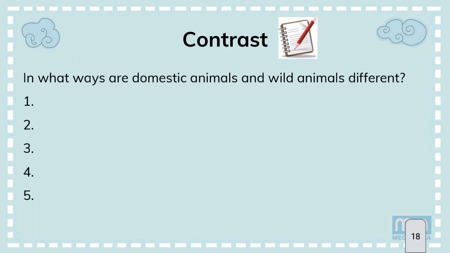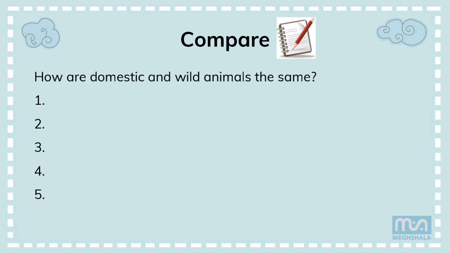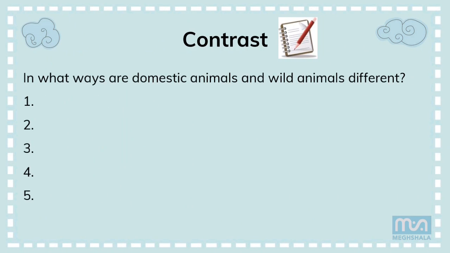So the first question brings out similarities between wild animals and domestic animals, that is, how are domestic and wild animals the same. So this question brings the similarities between the wild and domestic animals. Here you are comparing them. And the second question brings forth the contrast between domestic and wild animals, how they are different.